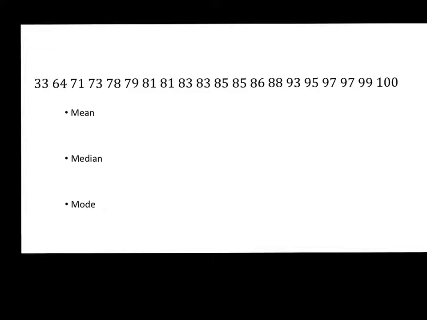So for the mean, remember we have to add up every single number up here. And if you do that, for that top number, you should get 1558. And then we need to divide that by the number of kids that took the test. So in this case, we have 20 numbers, so 20 kids took the test. So 1558 divided by 20, so the average score was 77.9.